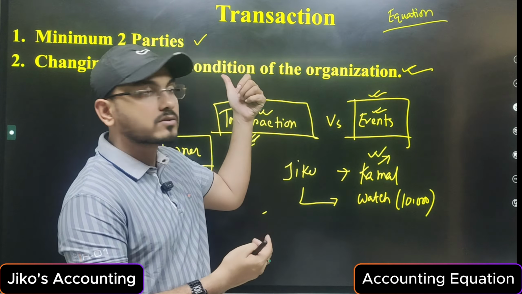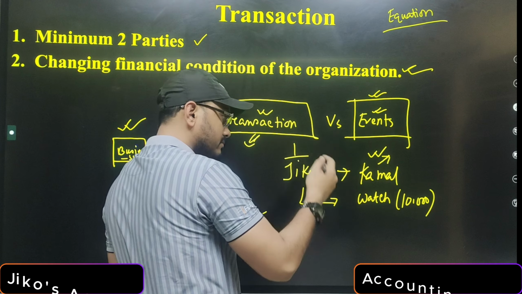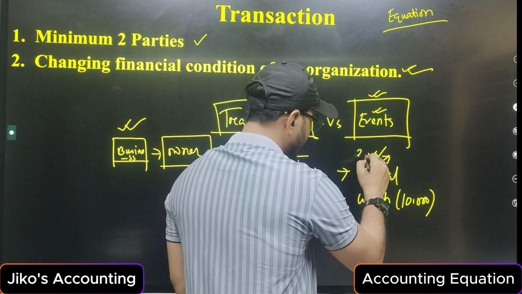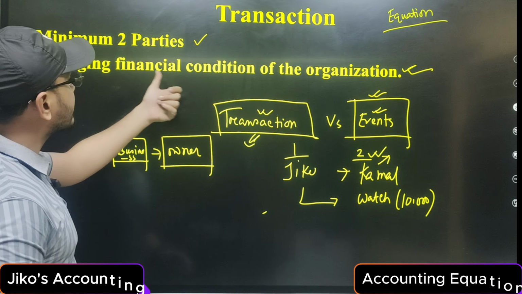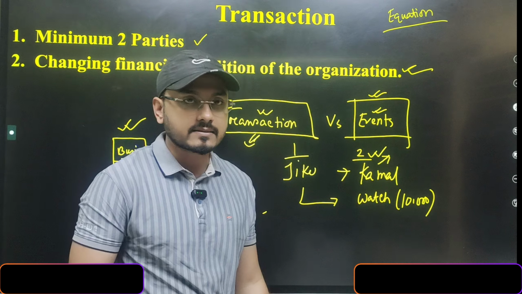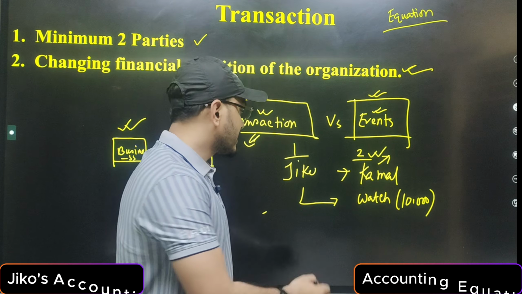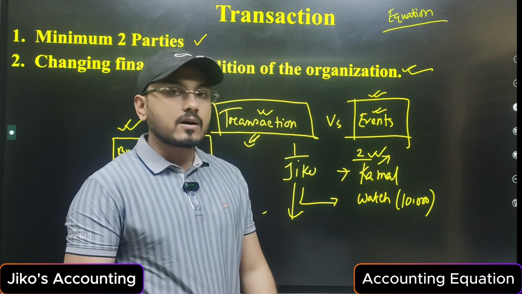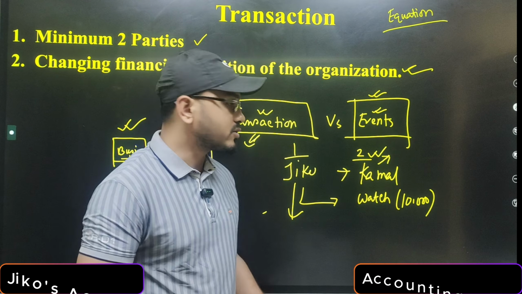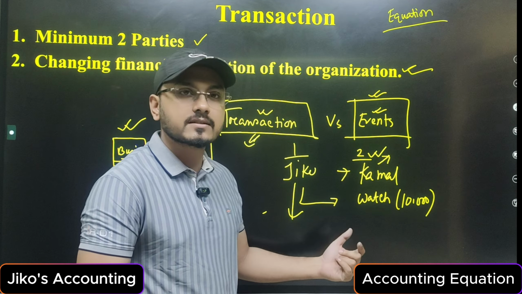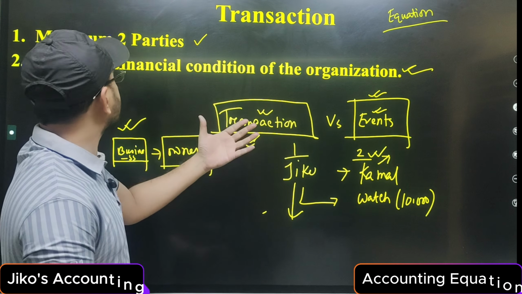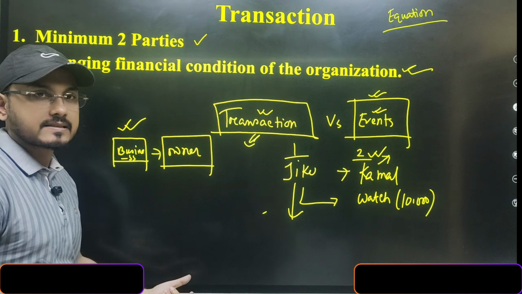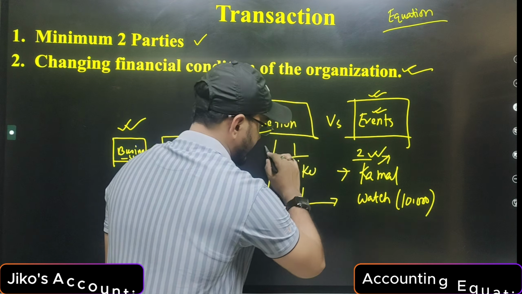You can see there must be minimum two parties in a transaction. Party one is myself. The second one is Kamal. Fine, we have got two parties, but there is no change in the financial condition of the organization or business; it's my personal accounting process that I am recording. So how can we define that it's a transaction? In this event, there isn't any change of the financial condition of the business. That's why we can't say it's a transaction.